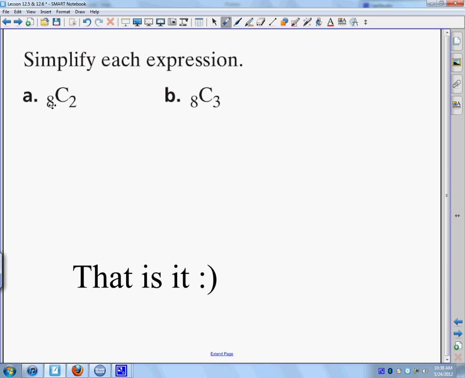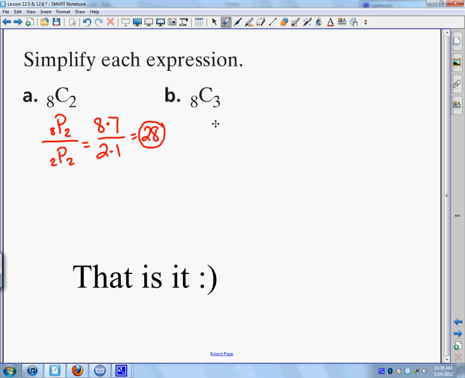Okay, here's how you do it. 8 combinations of 2. That means I'm going to do 8P2, and then I'm going to do 2P2. 8P2 would be 8 permutations twice, so I'm just going to do 2 spaces. So 8 times 7. And then 2, I'm going to do 2 spaces, which is 2 times 1. 8 times 7 is 56, divided by 2 is 28. So I would have 28 combinations.